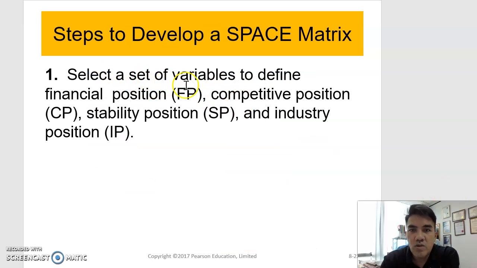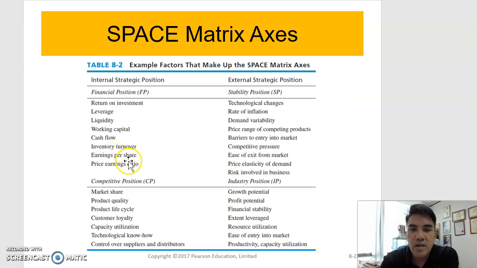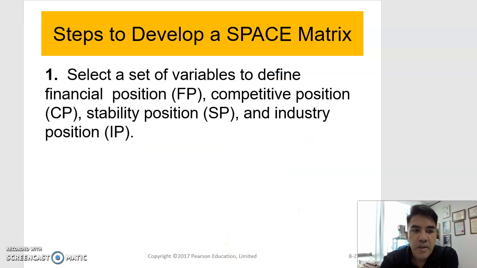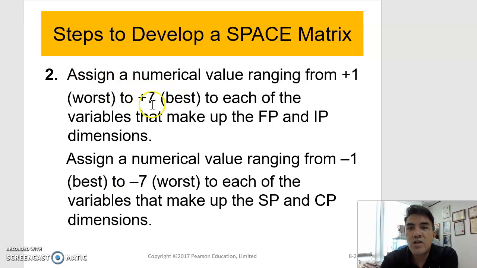In the first step, you need to select the variables. You don't have to choose them all. For example, maybe you want to use 3 from financial position, 4 from the stability position, 3 from the competitive position, and 3 from the industry position. So you select the variables first. Then in the second step, you assign a numerical value ranging from 1 to 7 for FP and IP, and -1 to -7 for SP and CP.